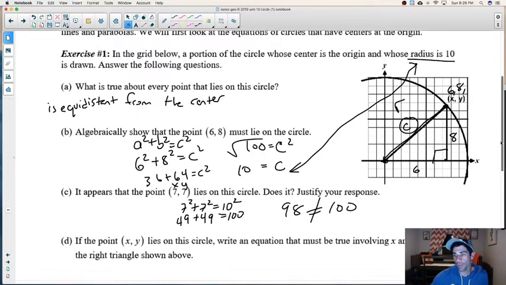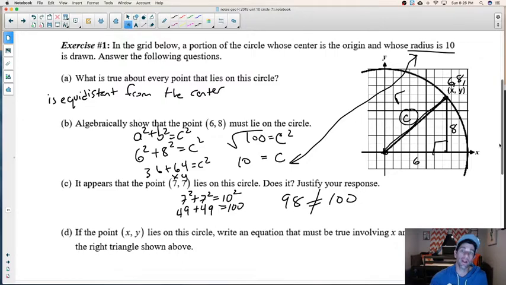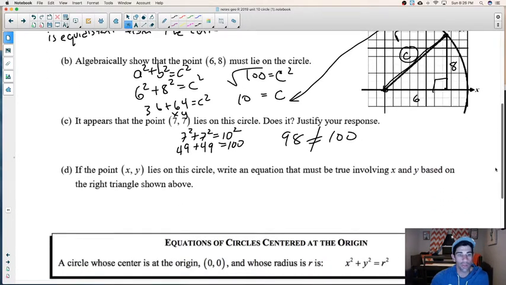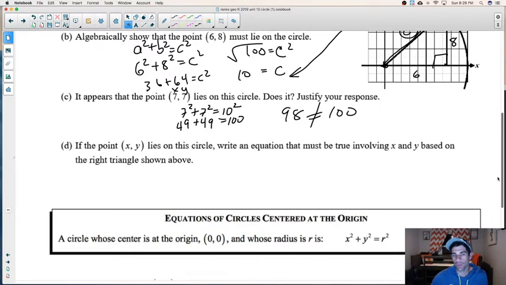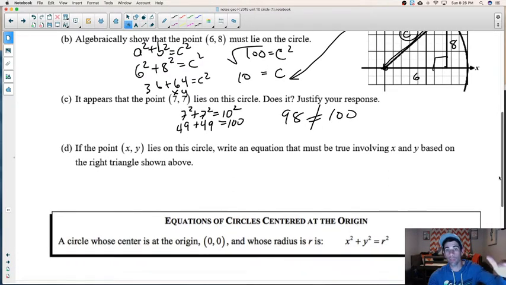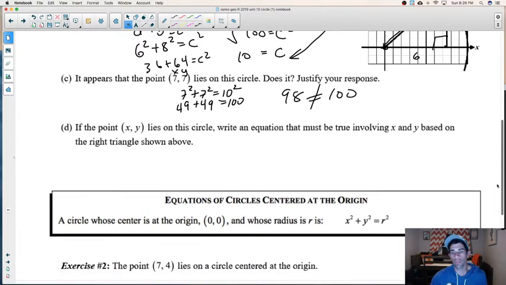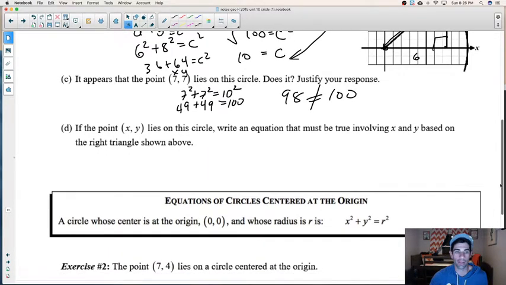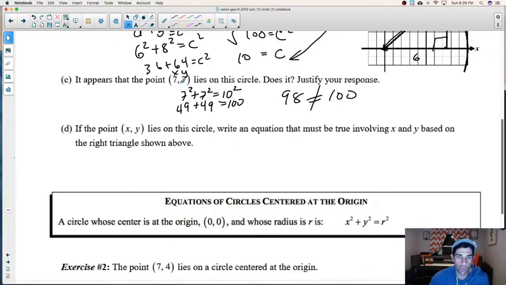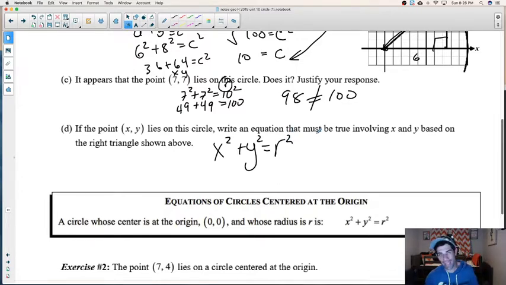Now, what's the point of all this? The point of all this is that this actually defines what the equation of a circle is. If the point x, y lies on the circle, like practice problem letter B we just did, write an equation that must be true involving x and y based on the right triangle. What did we do? We took the x value and squared it, and the y value and squared it, and that had to be equal to the radius squared. X squared plus y squared equals r squared. That would be true for any point that is on a circle, and that's what they're showing you here, equations of a circle.